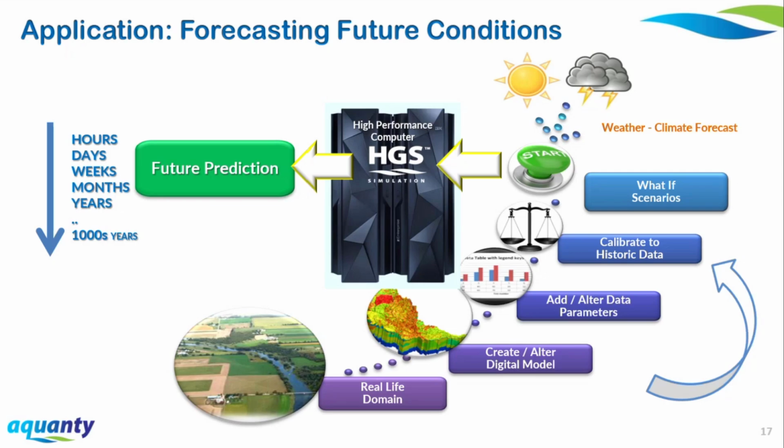And a perfect example is we've seen interest just in the last little while relative to the upcoming Super El Nino. What are the effects going to be, say, on aquifer recharge for a specific area?